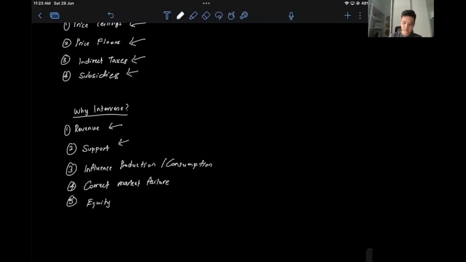Thirdly, this government intervention can also influence production or consumption level by firms and households. So, for example, subsidies for firms in certain industries can incentivize firms to produce more of a certain good that could be helpful for society.